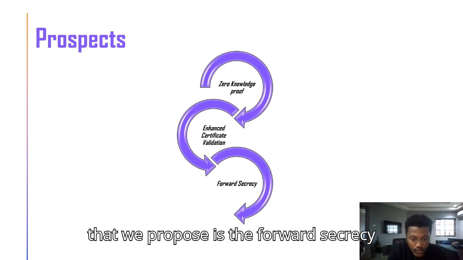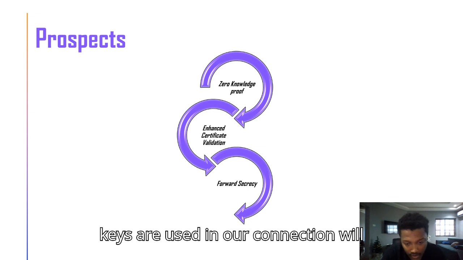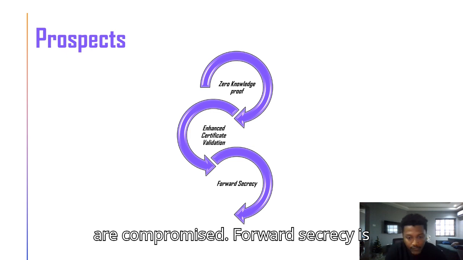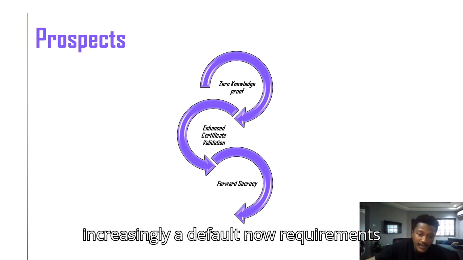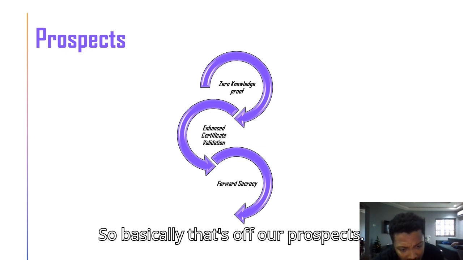And then the last one that we propose is the forward secrecy enforcement. Ensuring that ephemeral keys are used in all connections will provide protection even if long-term keys are compromised. Forward secrecy is increasingly a default requirement in modern TLS implementations. So basically, that's all for our prospects.